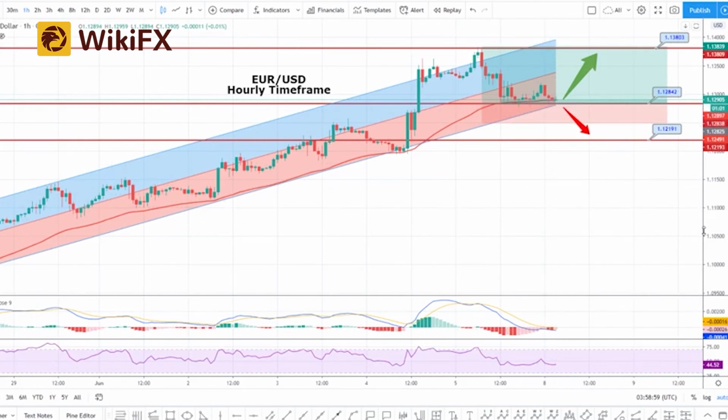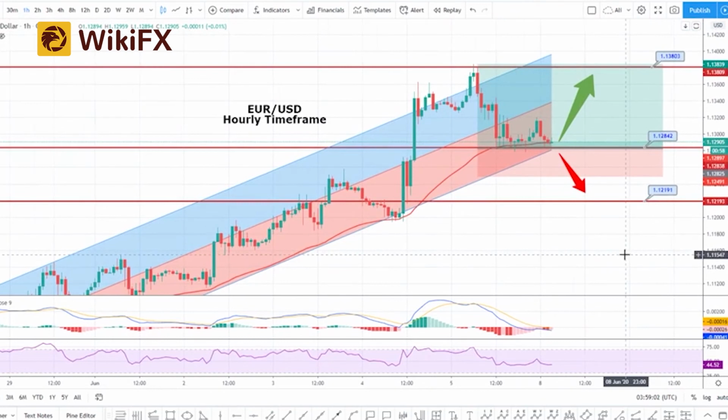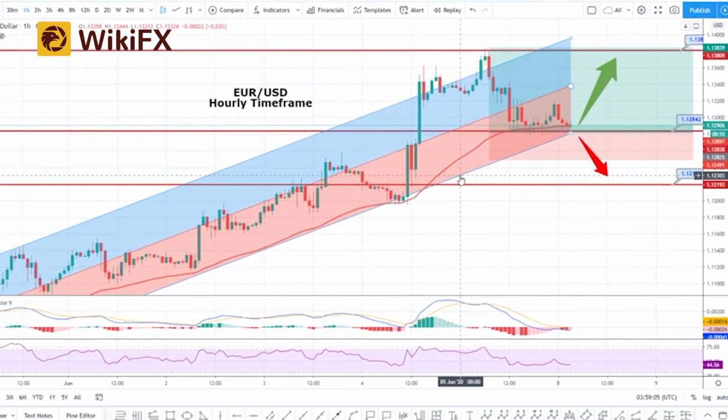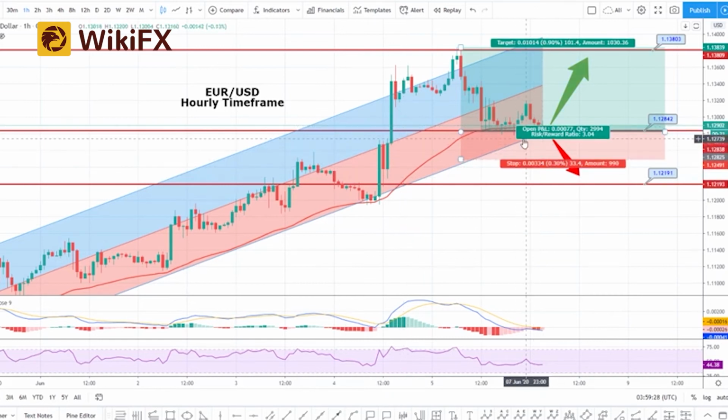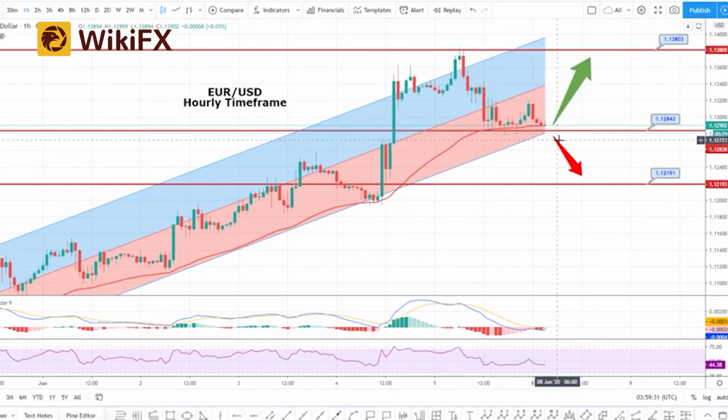But right now, on the other hand, if we take a look at the hourly time frame, the regression channel is providing support to Euro USD prices somewhere around the 1.1284 level. Closing of candles above this particular level is going to provide support to Euro USD, and above this level we can expect Euro USD prices to take a bullish turn. But as soon as prices manage to violate the 1.1284 level, the next support is going to be somewhere around the 1.1219 level.